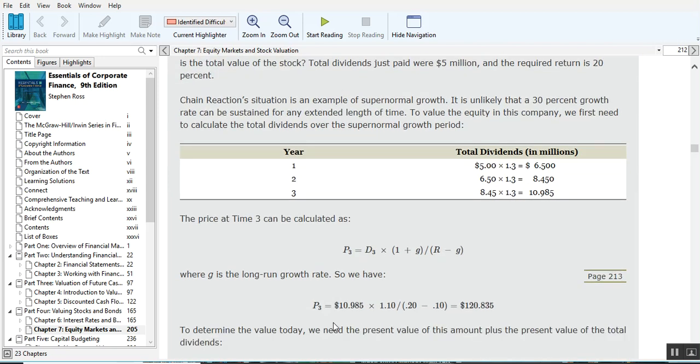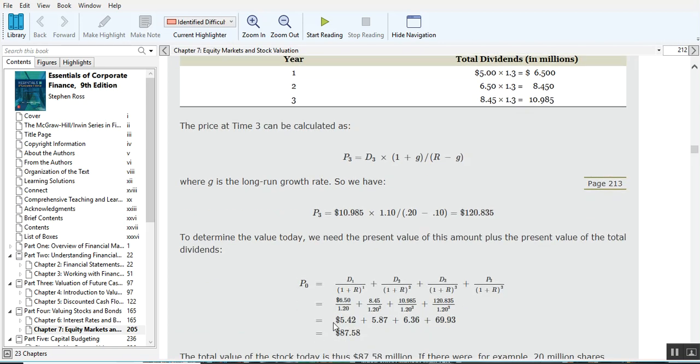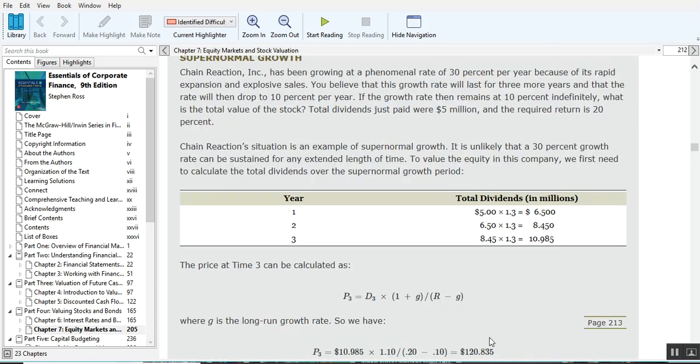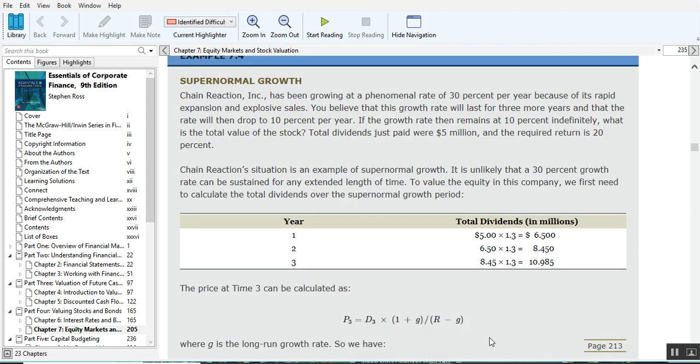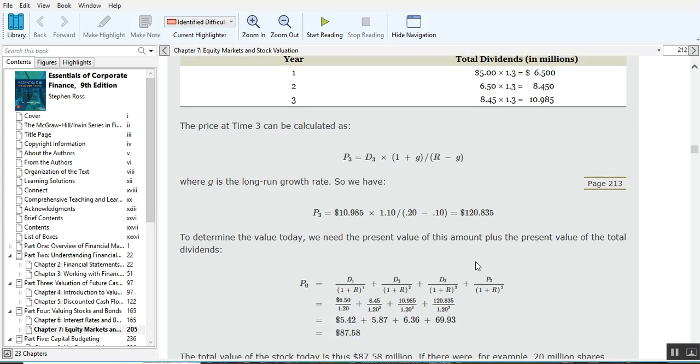Supernormal growth is unusual growth. It's where you have extraordinary growth rates. This is not typical, but it may be the case in a new company. And again, that model will look very similar to what we were talking about with non-constant growth, where you have each individual dividend divided by 1 plus the required rate of return, raised to the power, whatever year that is. And then at the end, you're going to add in the price of the stock that you are going to be able to sell. You're going to calculate the price of the stock based on that.